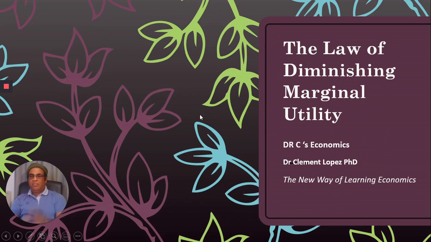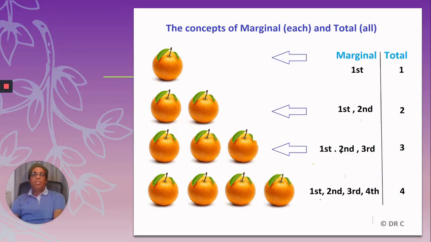And I am Clement Lopez, Dr. C in short form. So today I am presenting the law of diminishing marginal utility. It must be familiar, but I try to make it visual as much as possible for more comprehension, okay? So before I go to the law of diminishing marginal utility, I want to differentiate some conceptual things.